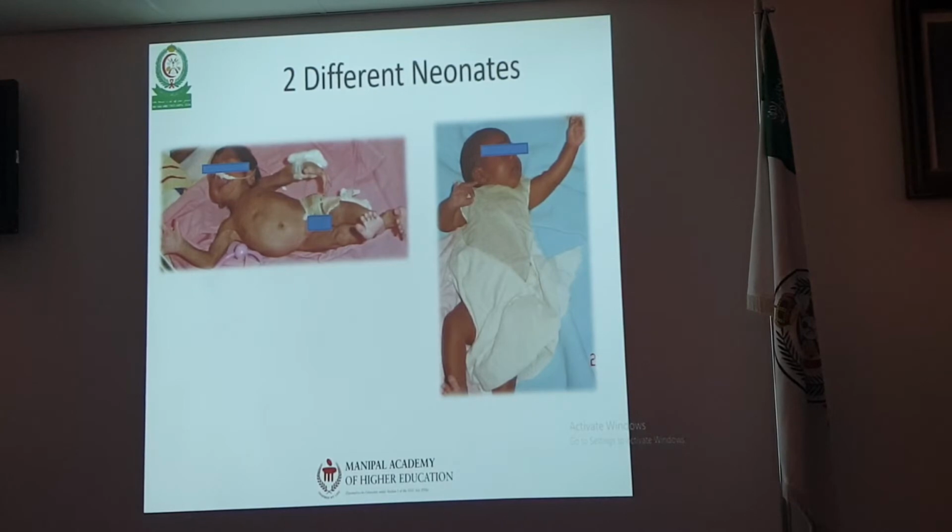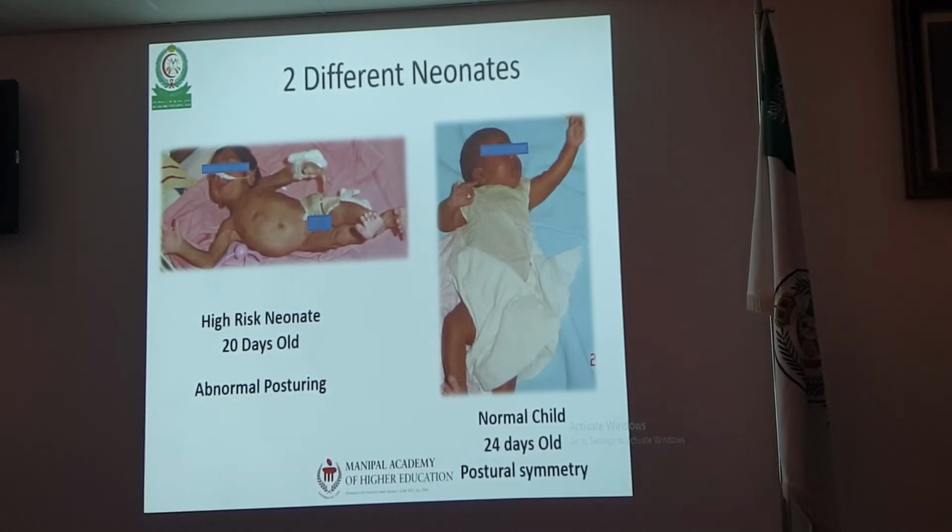Here you are seeing two babies. One is 20 days old, and you can see the abnormal posturing, and this is the baby who is 24 days old, and you can see the symmetrical posturing. The point is why we call it symmetrical posturing. I hope you can make out that the head is turned, the arm is extended on the face side, the arms and legs on the occipital side are flexed, right? I hope you know this is called ATNR.